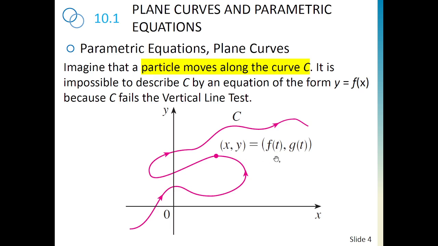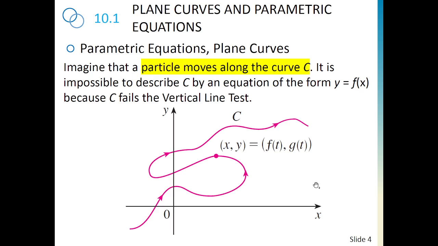So each time t, the parameter, changes value, the component x will change and component y will change and the particle will move. Now we need to see also the direction of movement. How do we do that? Well, it's very easy. We take two consecutive values of t. Let's say t equals 0, we find a location on the curve, and t equals 1, we find another location. So we know that as t increases, the particle moves in a certain direction. That's very simple, straightforward.